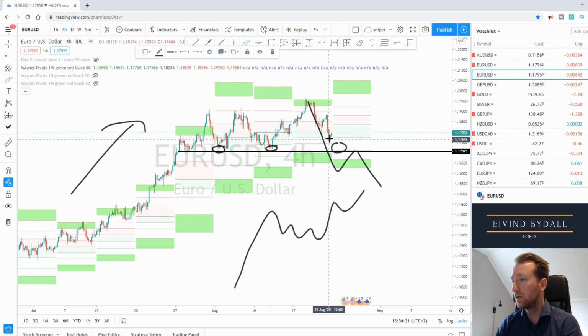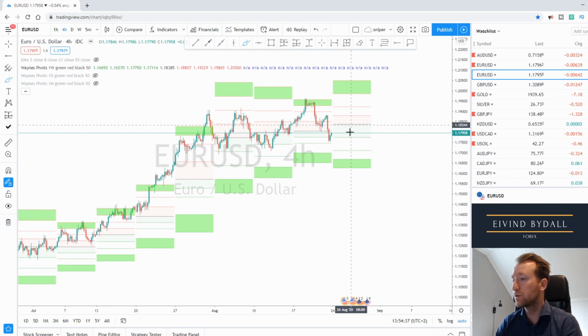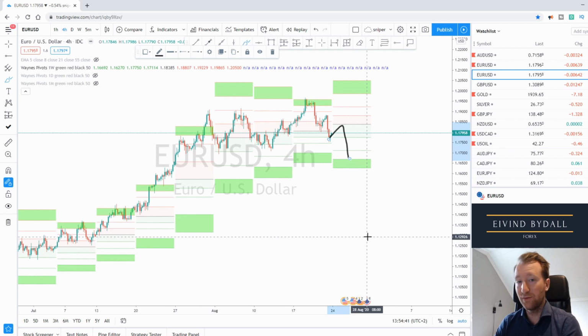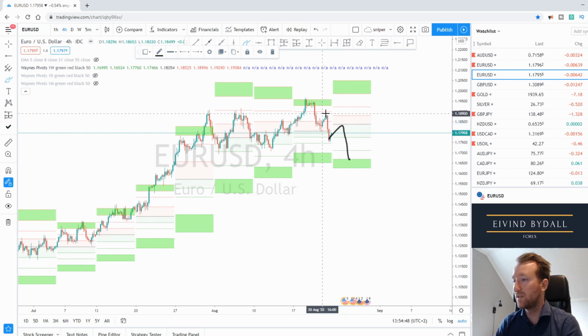If you're a seller, if price comes up to 1850, give or take, you are then allowed to look for a sell down to 1650. So I gave you the potential entry, potential target. Stop loss should be above this high here, or if you have a sell up here at 1870, you should have your stop loss up here. Okay, I didn't give you a price, but I give you the area.